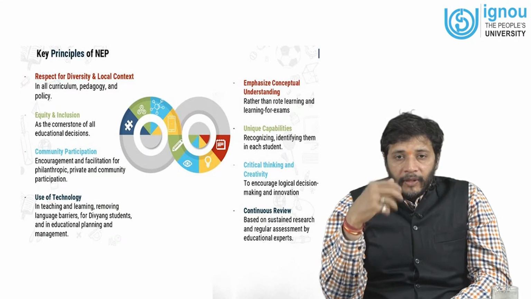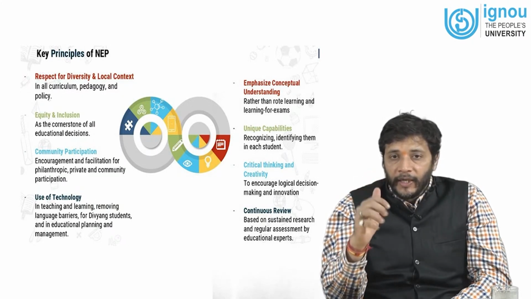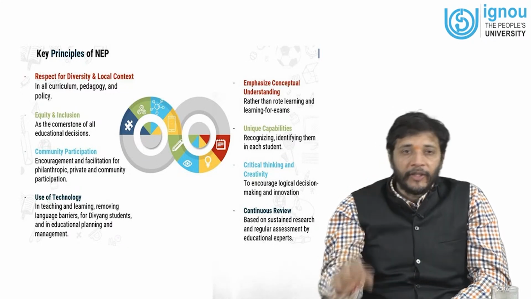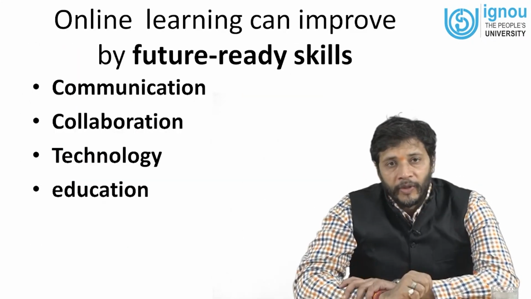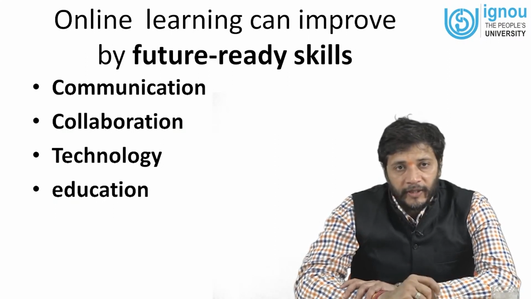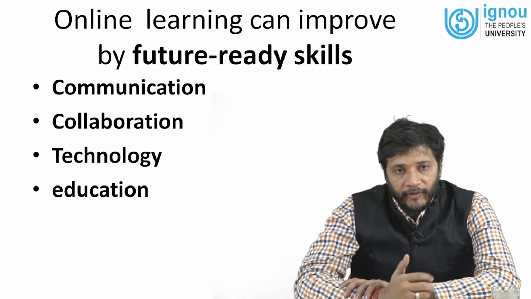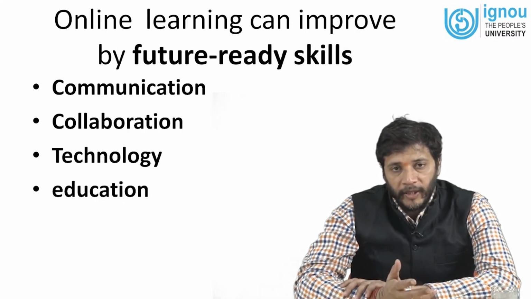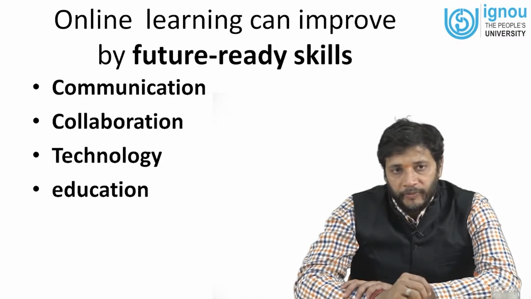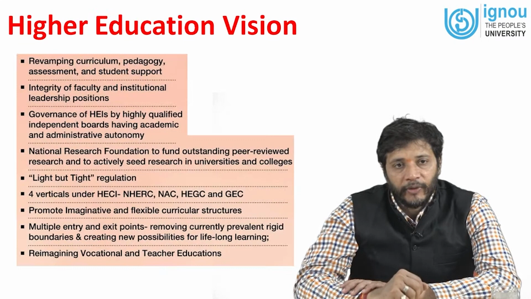And when you talk about technology-enabled learning, I think you get varieties of ways by which things are going to be changed. We have seen that online learning can improve future-ready skills, communication, collaboration, technology, and education. We have talked about certain ways by which technology is going to come up in the present scenario. So collaboration, education, this is there, and the higher education vision is there.